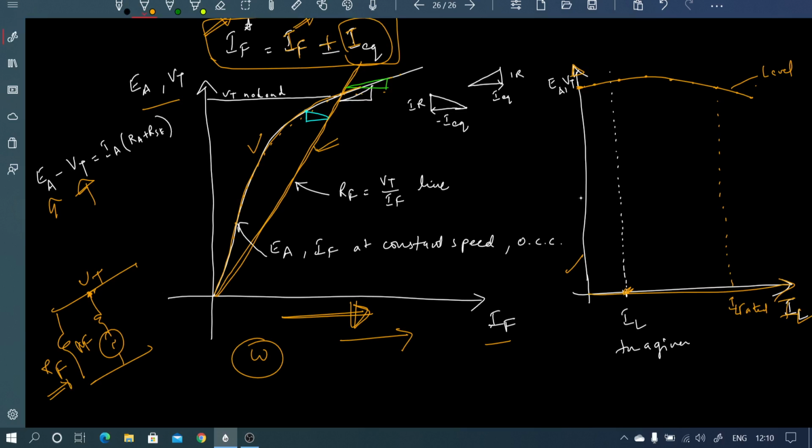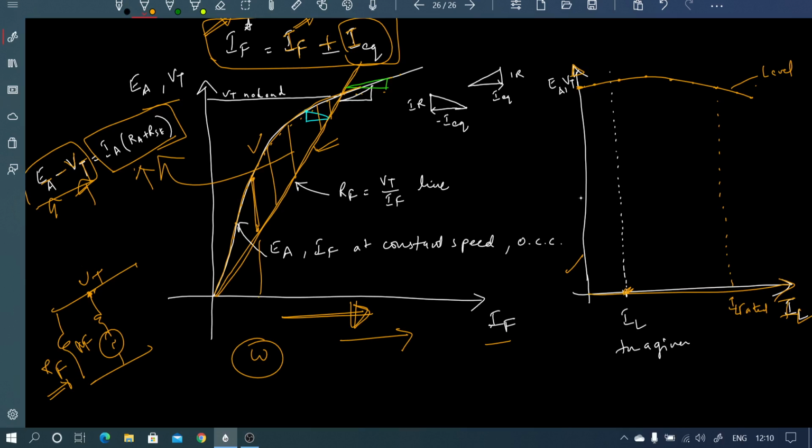Now the governing equation says that E_A minus V_T, the difference between these two voltages, is equal to the drop, that is I_A into (R_A plus R_SC). This difference is always equal to this drop. So at every moment the vertical difference between the two graphs is always equal to the I_A (R_A plus R_SC) drop for a given field current.